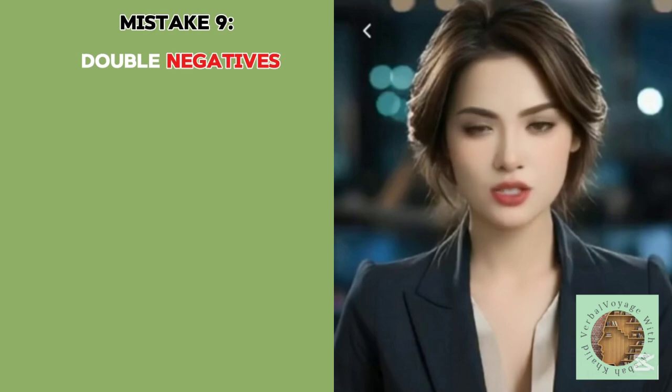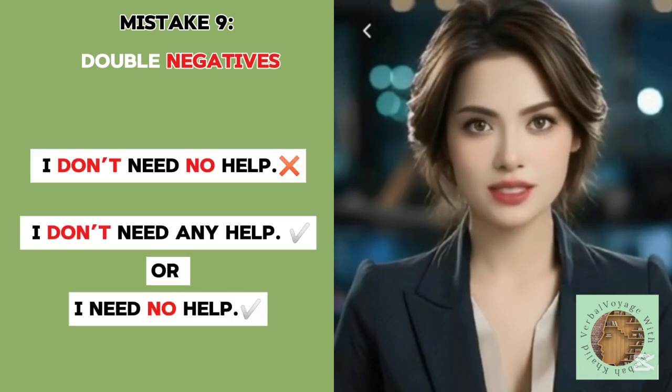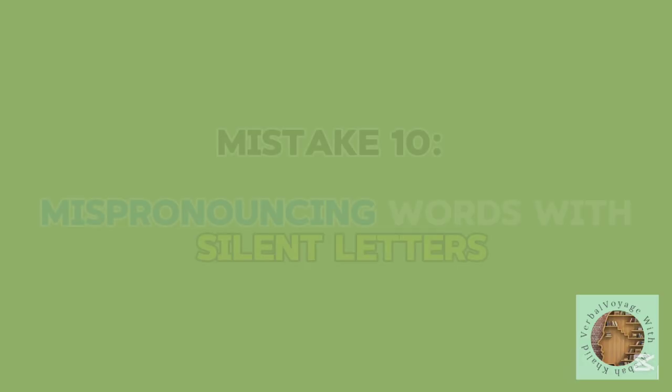In English, two negatives make a positive. So using double negatives creates confusion. For example, this is incorrect, this is correct. Tip to remember. Avoid using two negative words in the same sentence. Choose one.